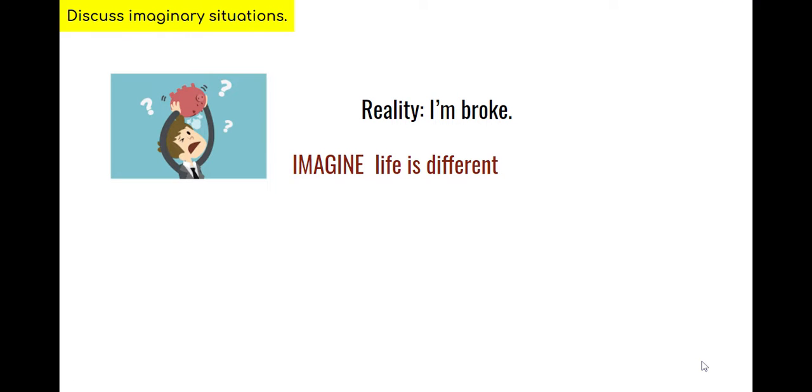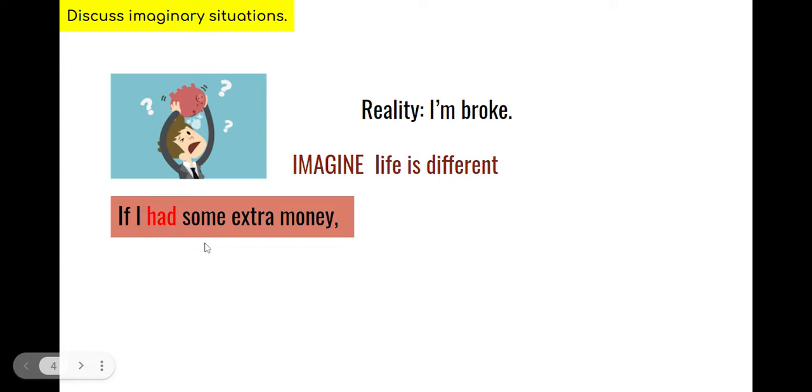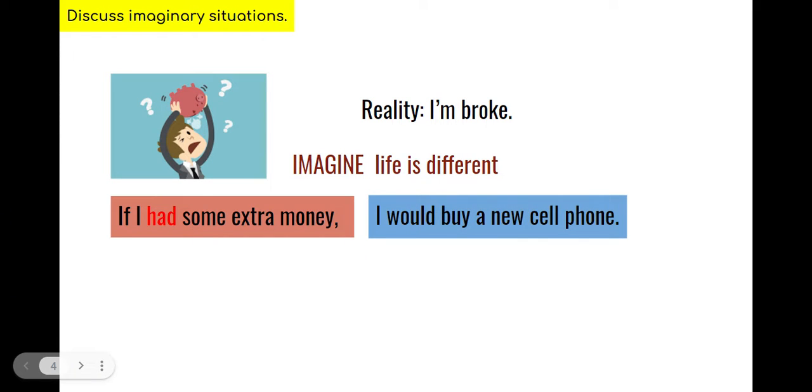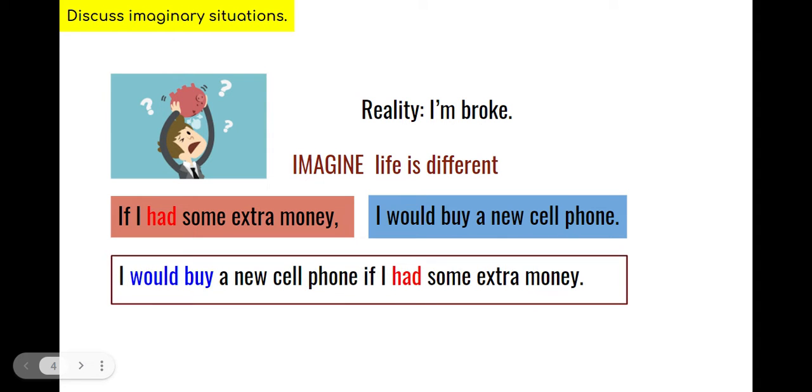Did you get it? Let's analyze another example. The reality: I am broke. I don't have money. But I can imagine that life is different. If I had some extra money, I would buy a new cell phone. I would buy a new cell phone if I had some extra money. Look, if you start the sentence with the if clause, you need to use a comma.